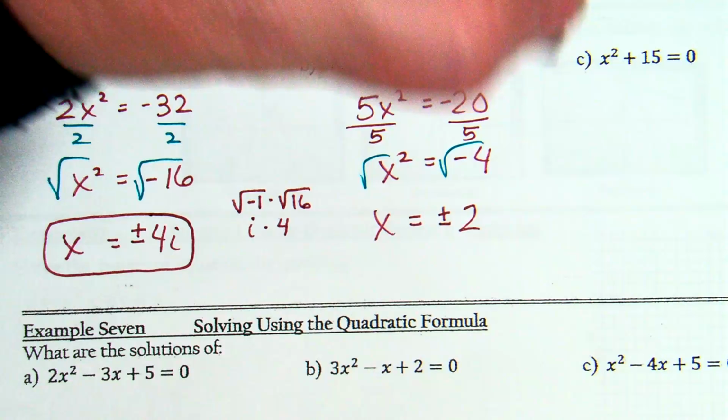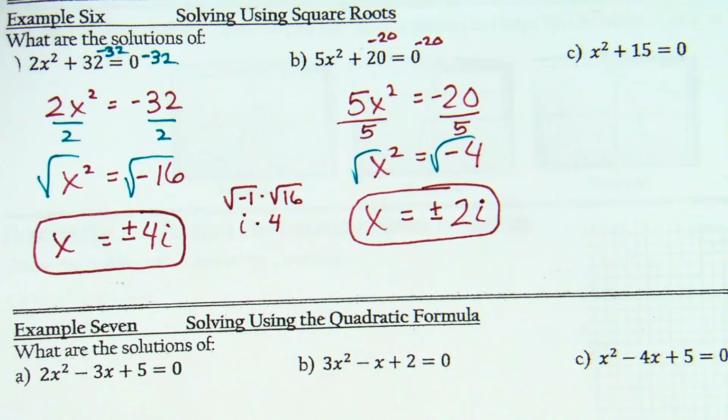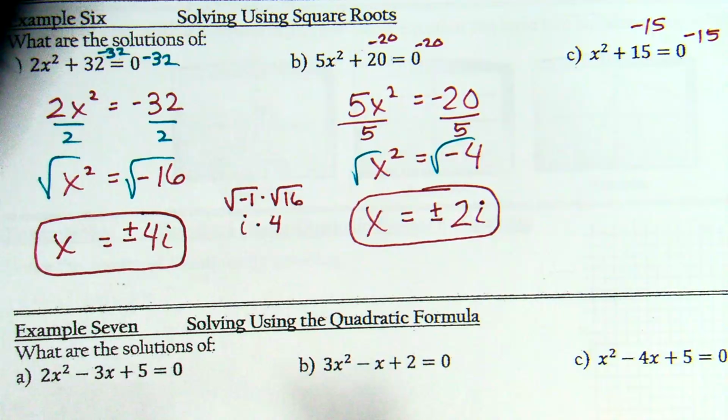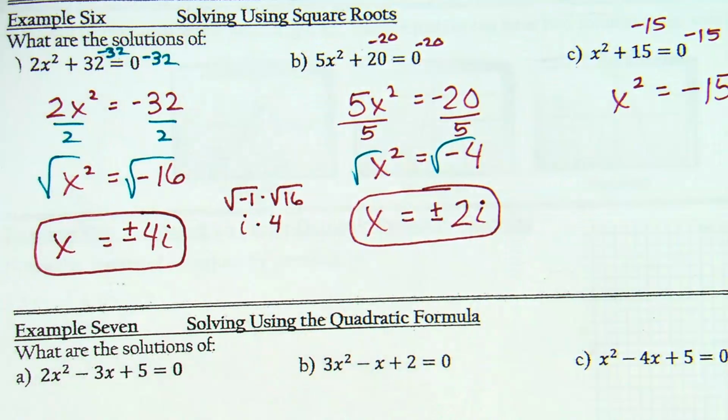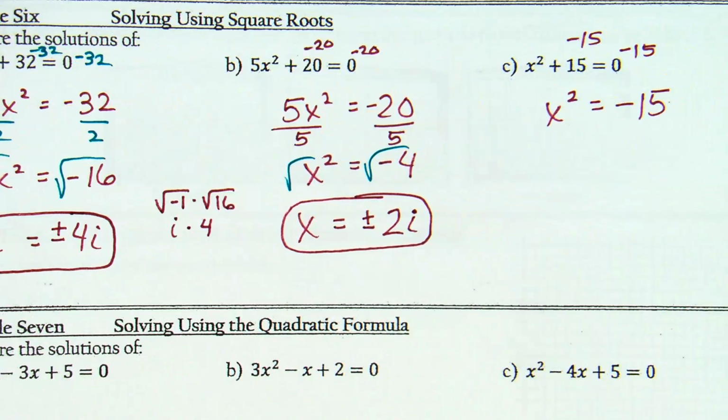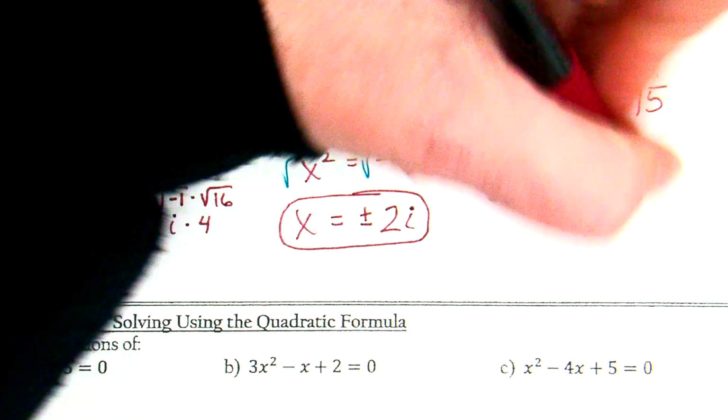And C. X squared plus 15 equals 0. How do I solve for x squared? Subtract the 15. So x squared equals negative 15. If x squared equals negative 15, what do I do? Square root it. What's the square root of negative 15?